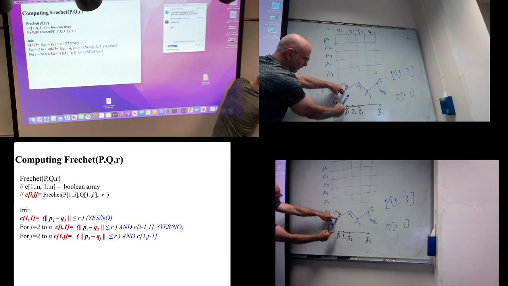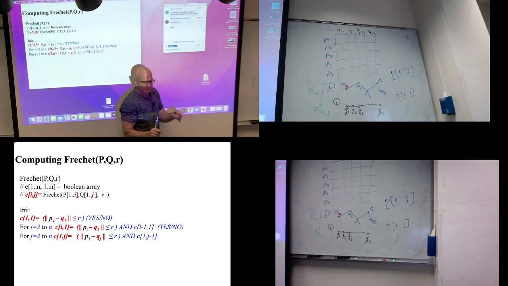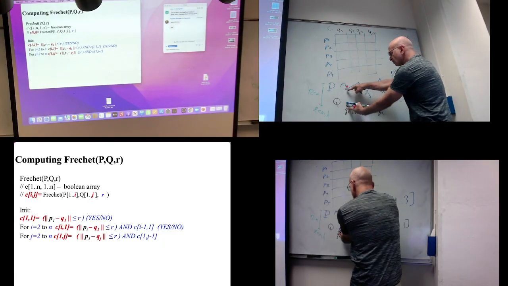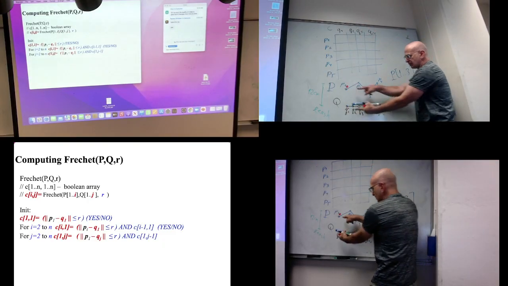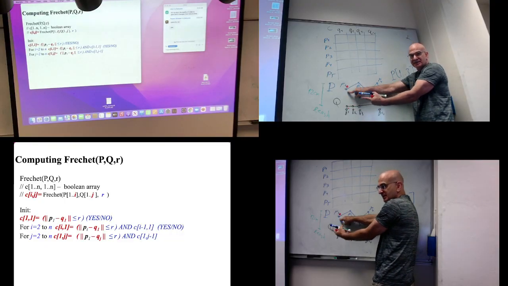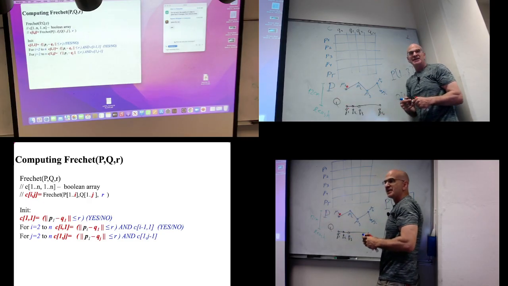Look at the distance between P1 and Q1. Good enough, right? Less than. That is, if the only goal of the man and the dog is not to walk all the way to the end, but just to stop at P1 and Q1, that's a final destination. It's a starting destination, but also the final one. Then the length of this leash will do.